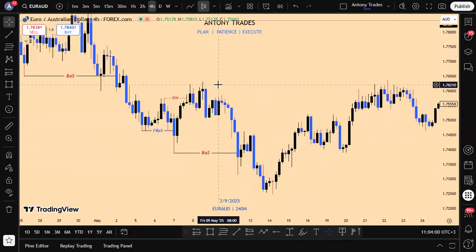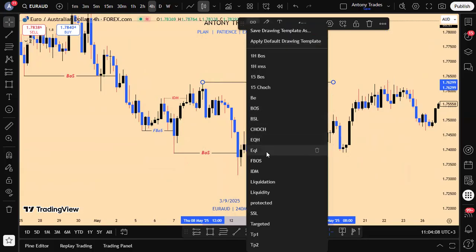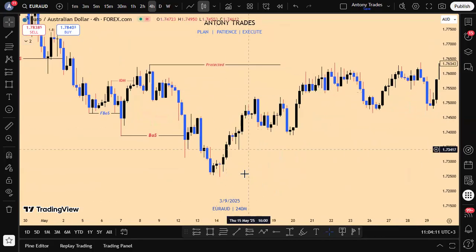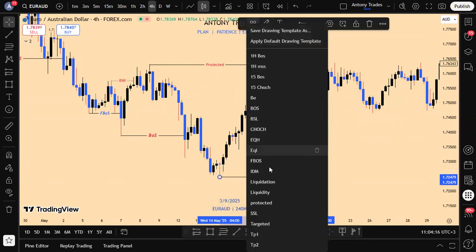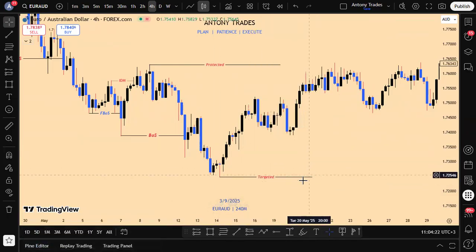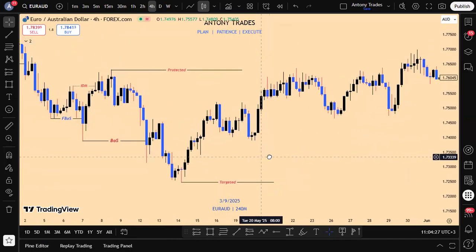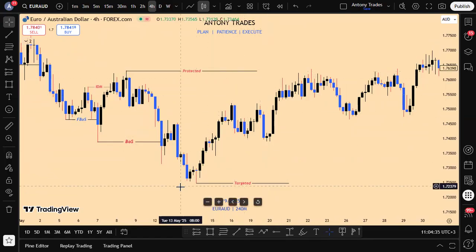Now, what does that mean? That means this is our strong high, this high here. This is our strong high, you can call it protected high, and this is our weak low at this point. So what does that mean? It means we are not expecting the market to break this high, but we are expecting the market to break this low.